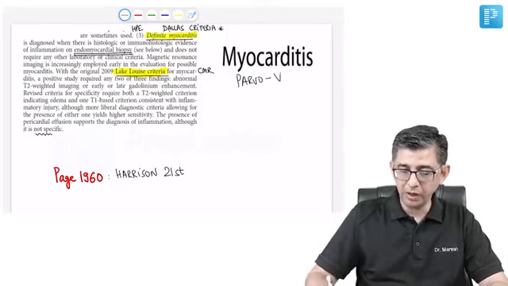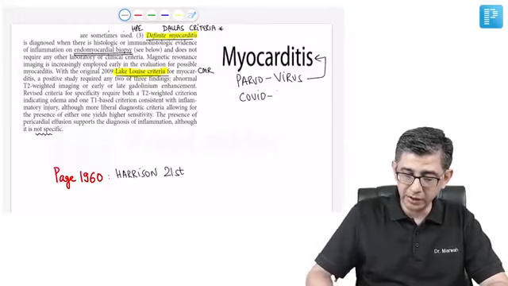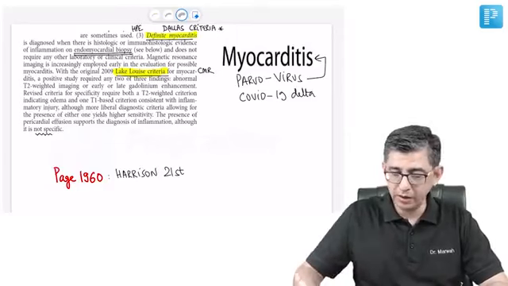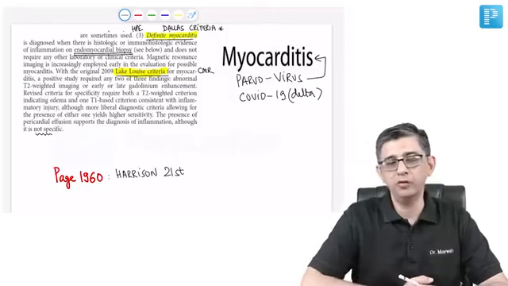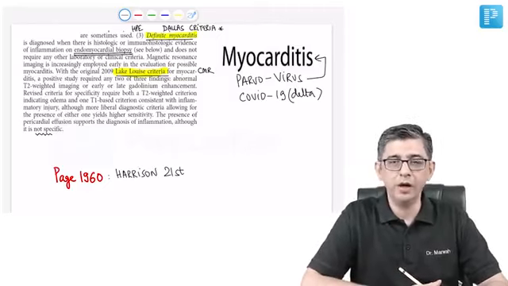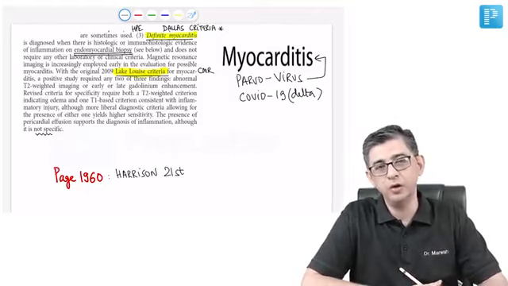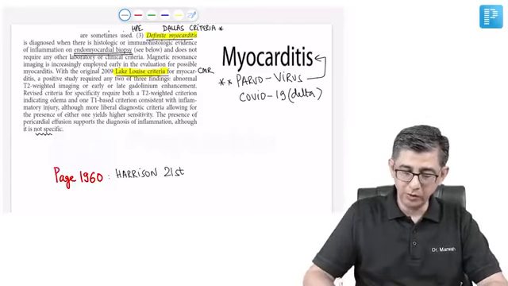Earlier, we used to study primarily Coxsackie B as a cause of myocarditis, but now we study parvovirus, and then obviously COVID-19, especially the Delta strain. We did not see myocarditis coming up with the Omicron strain, but with the Delta strain we did come across cases having myocarditis. In pediatric cases we were not using the word myocarditis, we were calling it MIS-C, multisystem inflammatory syndrome seen in children with COVID-19. These are two important causes of myocarditis that should be remembered apart from rheumatic fever.